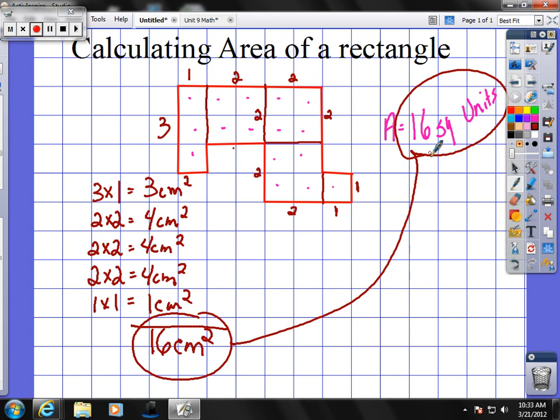All right, that's it for today's lesson on the area of a rectangle. Basically, you need to understand that area equals length times width.